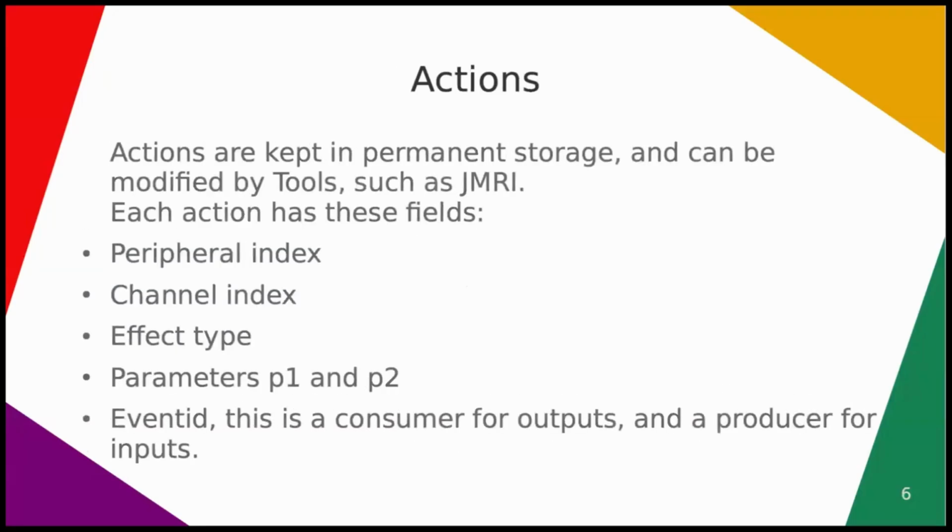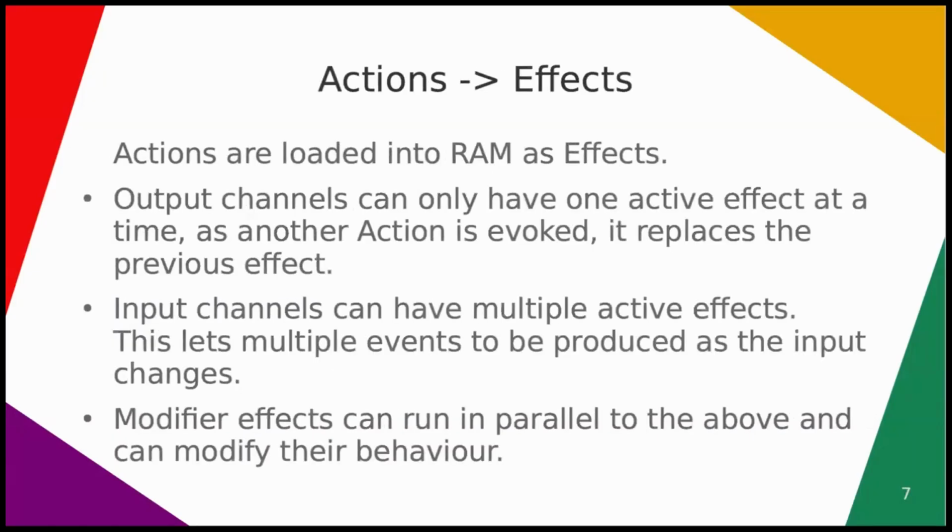And then the actions are kept in storage, and the parameters are which peripheral you're talking to, which channel you want to talk to, what's the effect, and then each effect has two parameters, P1 and P2. And it also has an event ID, and that either gets sent or received, depending on whether it's an input or an output. So for outputs, obviously, when the event arrives, it performs the output. And for inputs, when the input does whatever you want it to do, it'll send the event. And then actions get translated to effects in the RAM. So they get loaded into RAM.